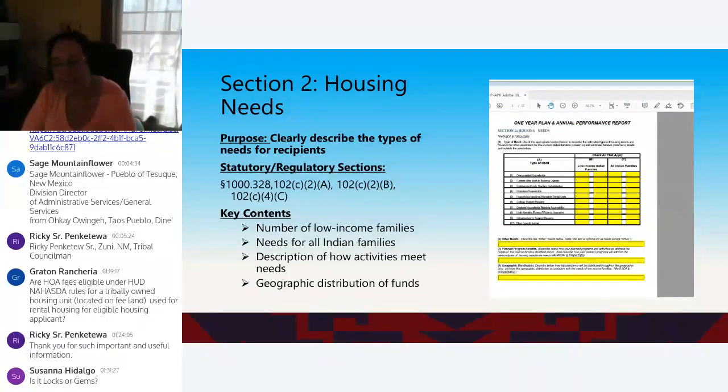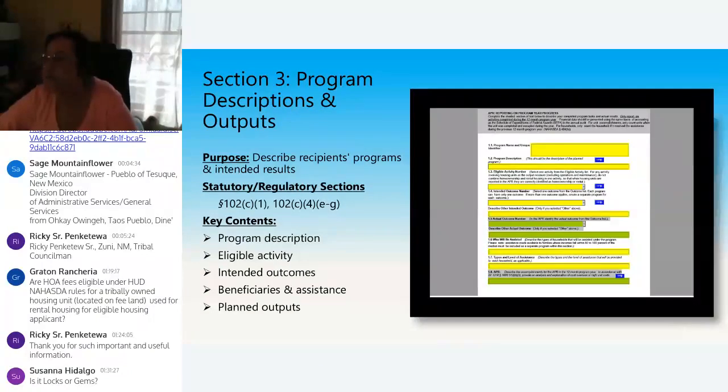Your needs, you describe the types of needs for your recipients. How many low-income families? What do they need? What's the description of how your activities are going to meet your needs? Well, I'm going to build units, so I'm going to help my low-income people, provide them housing. Your geographic distribution of funds. Well, it's all going to be within Chippewa County.